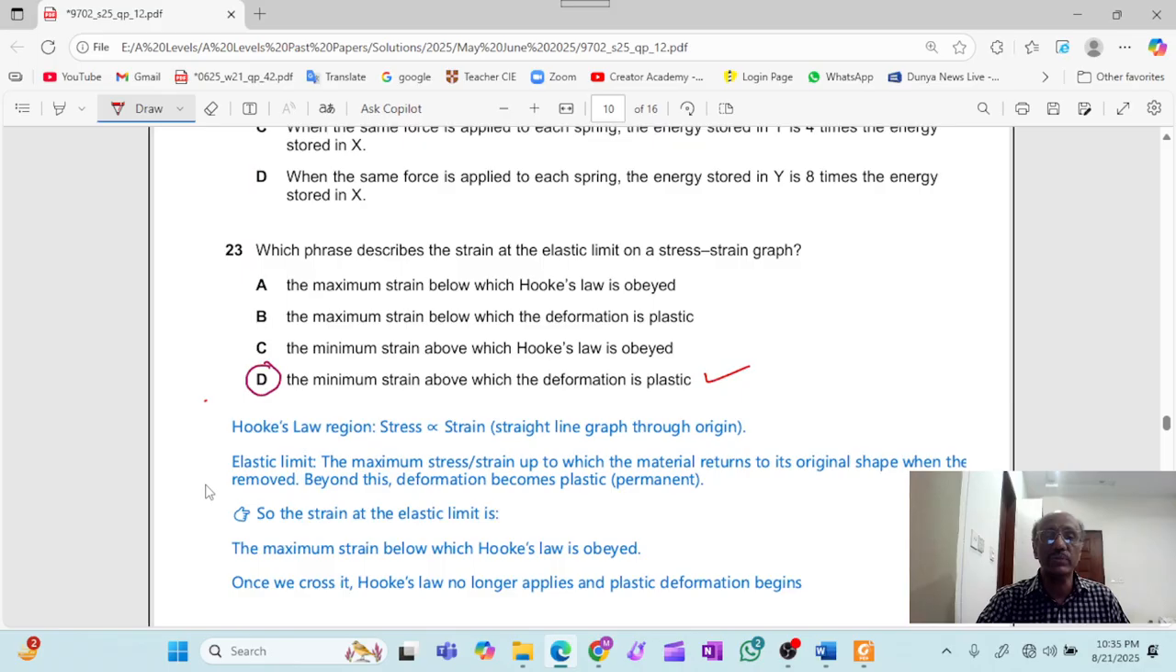Hooke's law says that stress and strain are proportional to each other. After that, the elastic limit is the maximum stress and strain up to which the material returns to its original shape when the load is removed. Beyond this, plastic behavior will start. So if this object will not move here, the plastic behavior will start. So the maximum strain is below where Hooke's law will be obeyed.